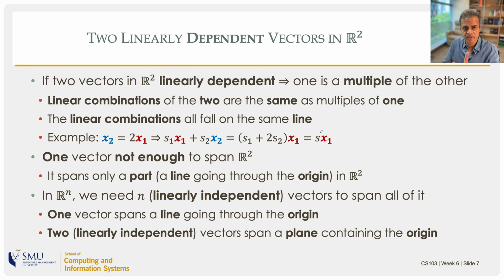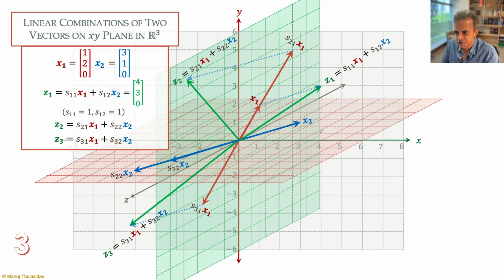If you have two linearly independent vectors in R2, that will span all of R2. But if you have it in Rn, that will define a plane. Two vectors going through the origin in some direction, that will define a plane. And all linear combinations of these two vectors will be on that plane. It will not get out of that plane. That's what I'm trying to show you here.